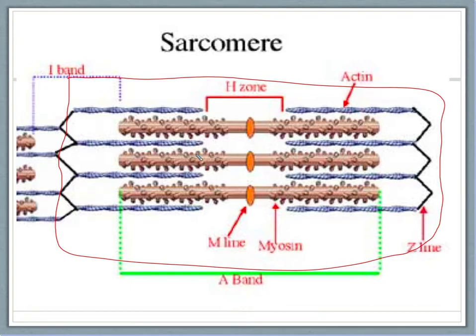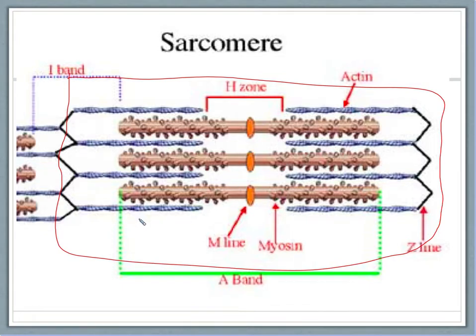That is a sarcomere. That's a functional unit. And a bunch of sarcomeres make up a myofibril. And so with these, you have some different pieces. So we have our H zone, which is the gap between two different pieces of actin. Our M line is the medial line, the line in the middle.